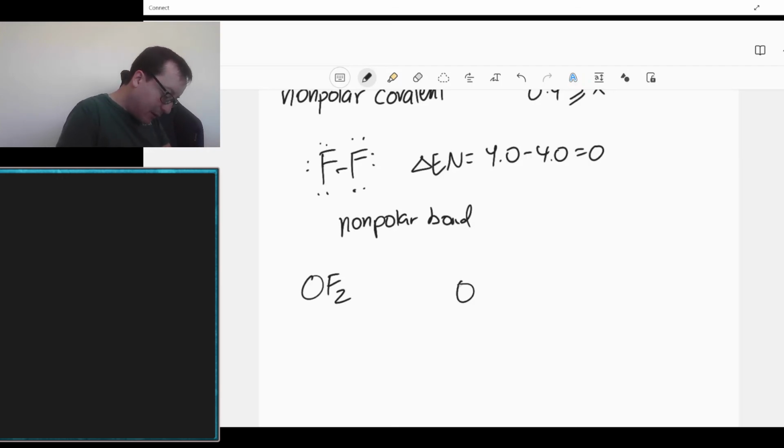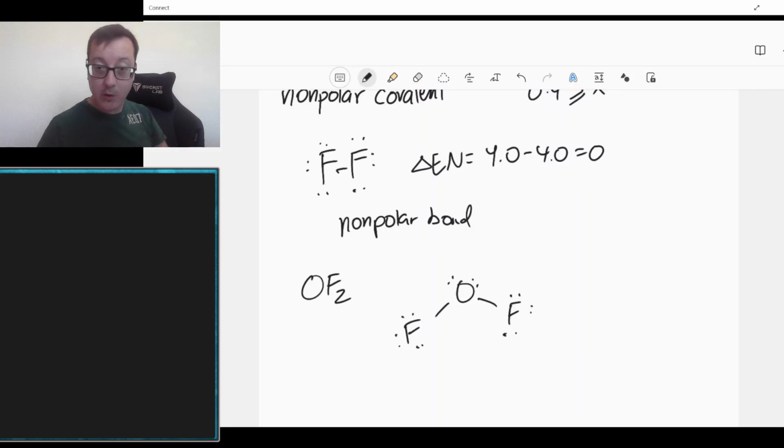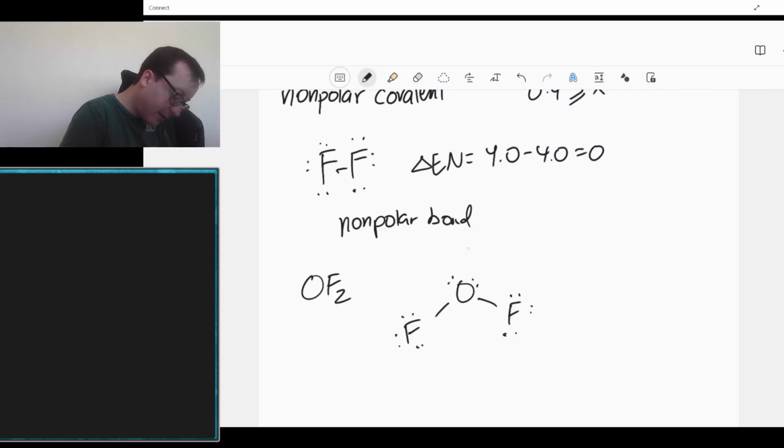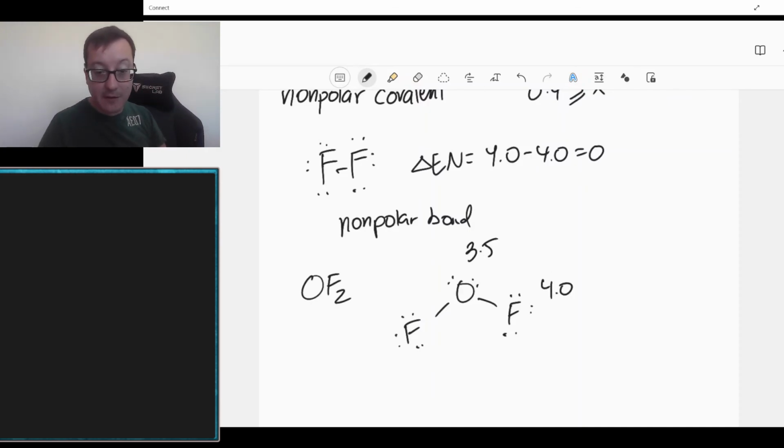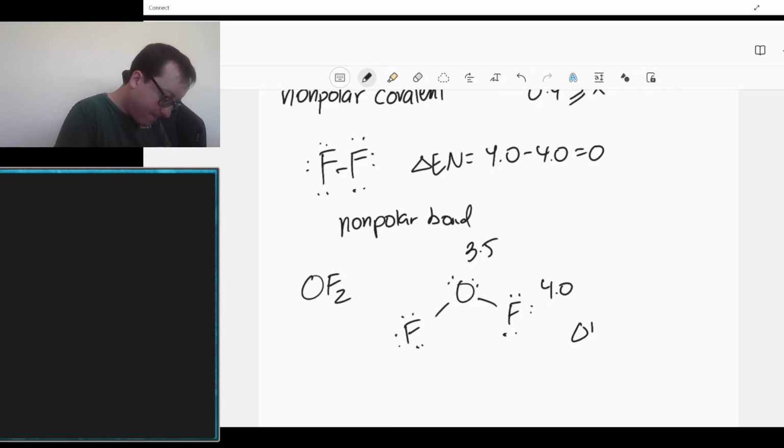Let's take a look at this molecule. If we do its Lewis structure, we're going to see that the electronegativity of oxygen is 3.5. For fluorine, it's 4.0. Again, I've given these values to you on Discord. They're also very easily looked up: Wikipedia, an electronegativity table, and you'll be able to find them. The book has one as well. The difference here is 0.5, which means we're going to put this as a polar bond.